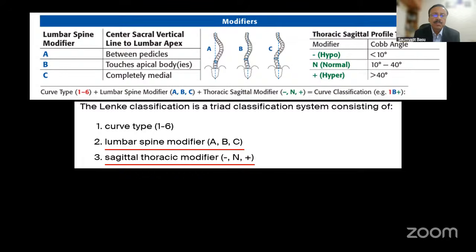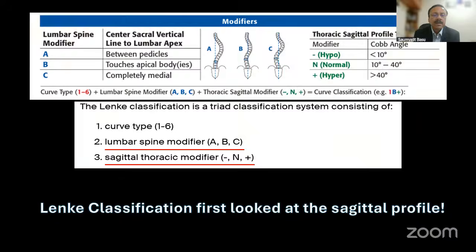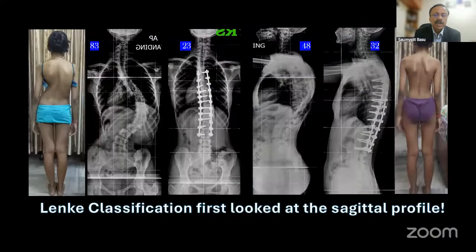hyperkyphotic curve, that means more than 40 degrees, normal is 10 to 40, T5 to T12, but if it is more than 40, you should be very sure that your LIV is not above a kyphotic disc, because that's where distal junctional failure is coming in. So the Lenke classification looked at the thoracic sagittal profile, and as you see, this curve, which is a hyperkyphotic curve of 48 degrees, we brought it down to 32 on postoperative X-rays.